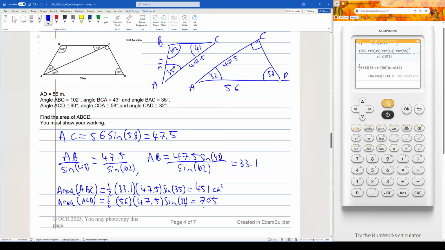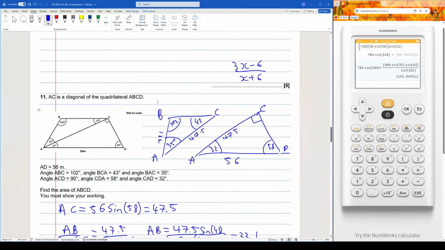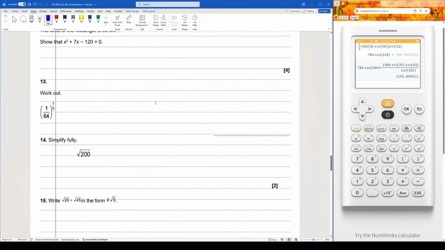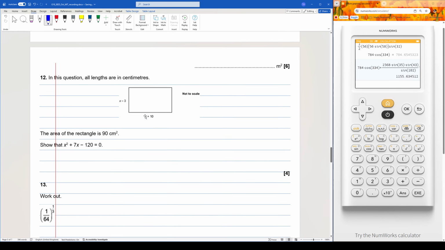And add the two together. That, add that. $156. There you go. Excellent. Next up, this one was a lovely one.